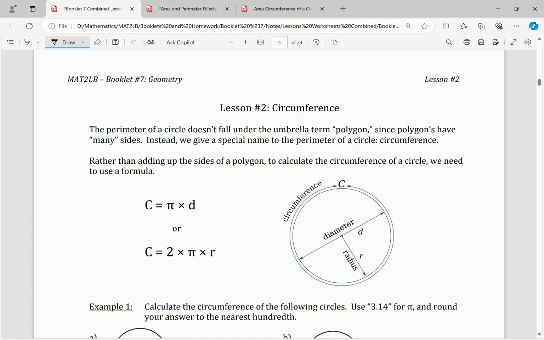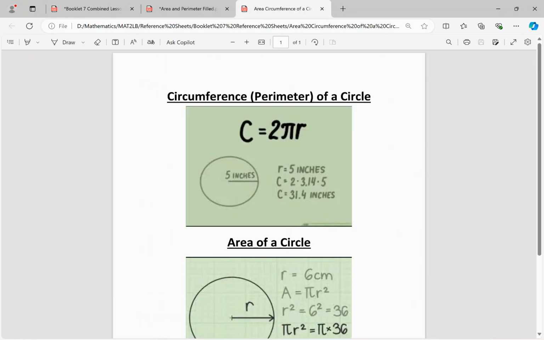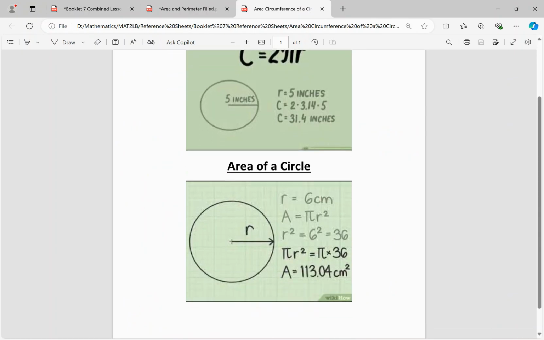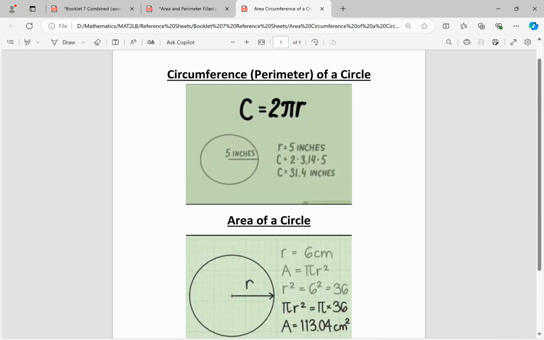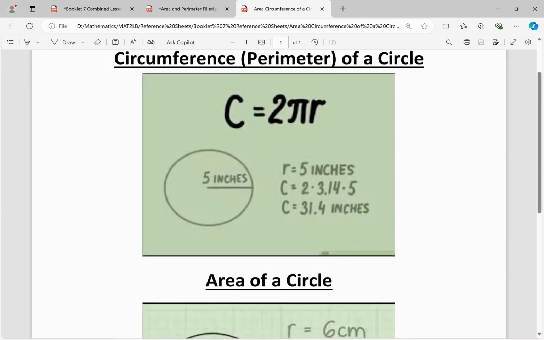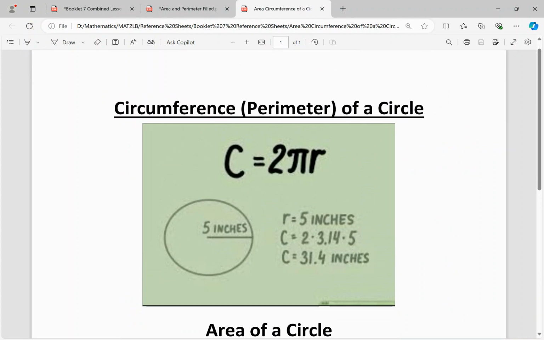All right, everybody. In this video, we're going to be focusing on lesson number 2 in Booklet 7. This lesson is on circumference. Now, for this lesson, you will need the note itself, the worksheet, and you might also want to be aware of this reference sheet in the back, all about circles. Now, this reference sheet talks both about the circumference and the area of the circle, but today we're just focusing on circumference.